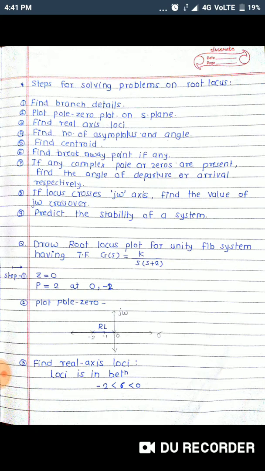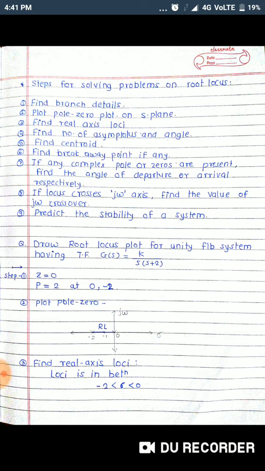These are the steps. First one is find branch details. Second, plot pole zero plot on S plane. Find real axis loci. Find number of asymptotes and angle. Then next step is find centroid. Next, find breakaway point if any.